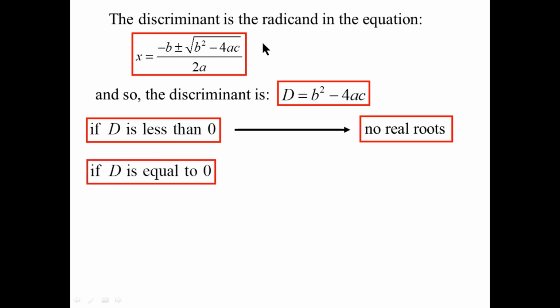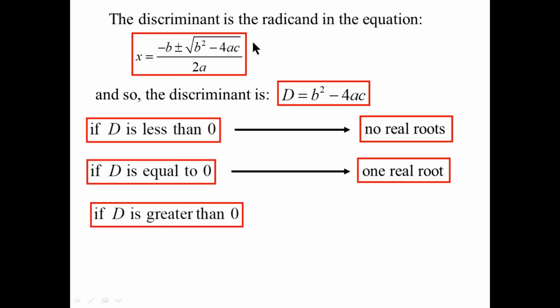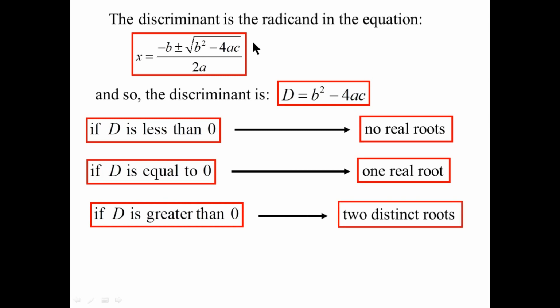Now, if the discriminant is equal to 0, when we do this plus or minus, we're going plus 0 or minus 0, so we're just staying put. And so that quadratic will just have one real solution. And if the discriminant is greater than 0, we're going plus the square root of something and minus the square root of something, and so that makes two distinct roots. So if D is greater than 0, we have two different roots. Distinct means you can tell them apart.